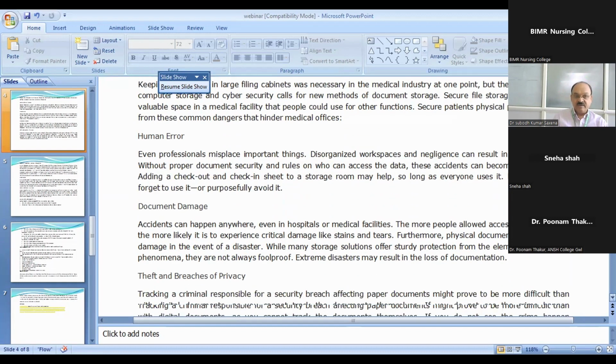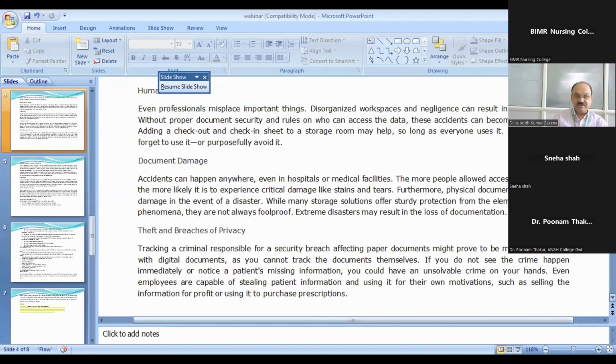Another important aspect is document damage. Accidents can happen anywhere, even in hospitals or medical facilities. The more people allowed access to a document, the more likely it is to experience critical damage like stains or tears. Furthermore, physical documents are subject to damage in the event of a disaster. While many storage solutions offer sturdy protection from the elements and natural phenomena, they are not always foolproof. An extreme disaster may result in the loss of documentation.